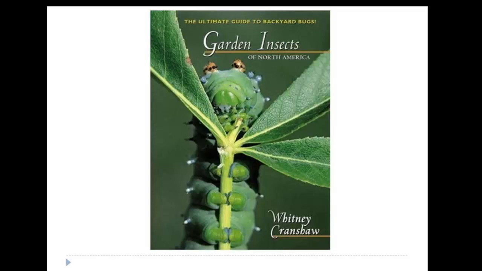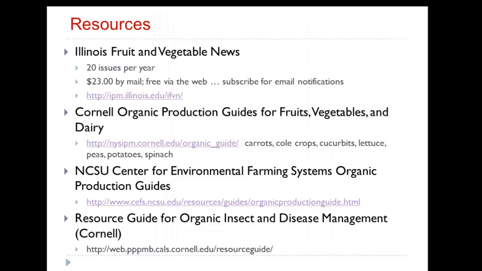Garden Insects of North America is by Whitney Cranshaw. If you don't have this book and you're interested in insect management in gardens, you really ought to get it. It really isn't about pesticides, but it is about identification and biology of pests, which is something you need to know when you think about what causes infestations to occur. It's 600 and some pages, sells for $30, and has hundreds and hundreds of good color pictures.